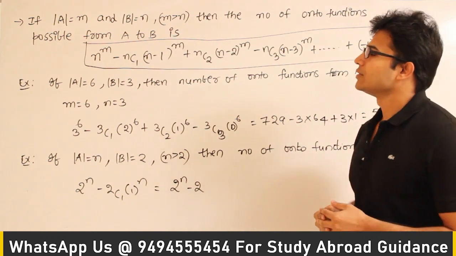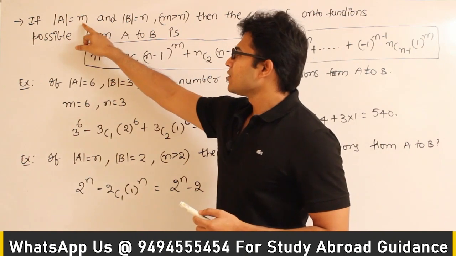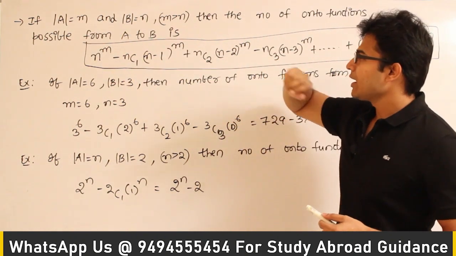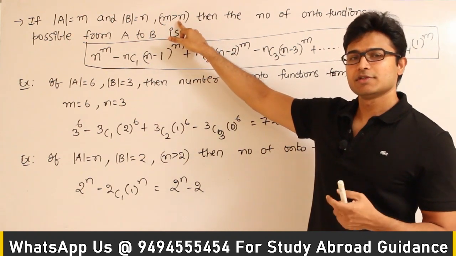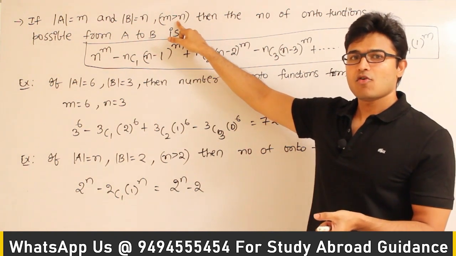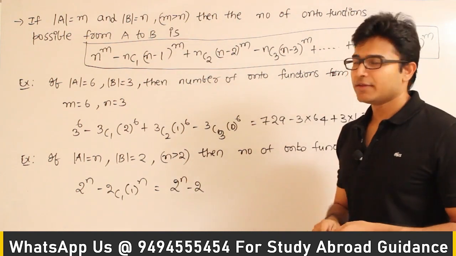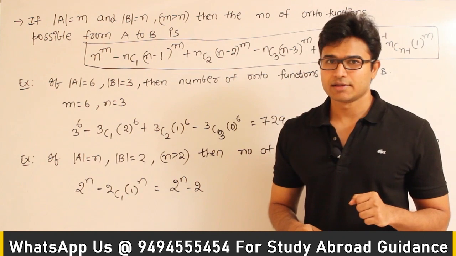One more thing you should observe here is they are giving that the number of elements in A equals m and the number of elements in B equals n, and always m is greater than or equal to n. One thing is for sure, if the number of elements m is less than n, there will be no onto functions possible whatsoever. We have just seen that, isn't it?